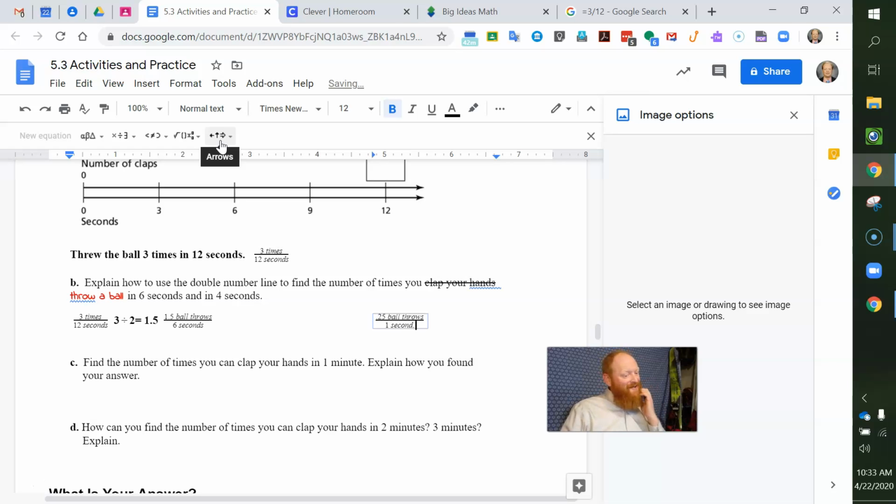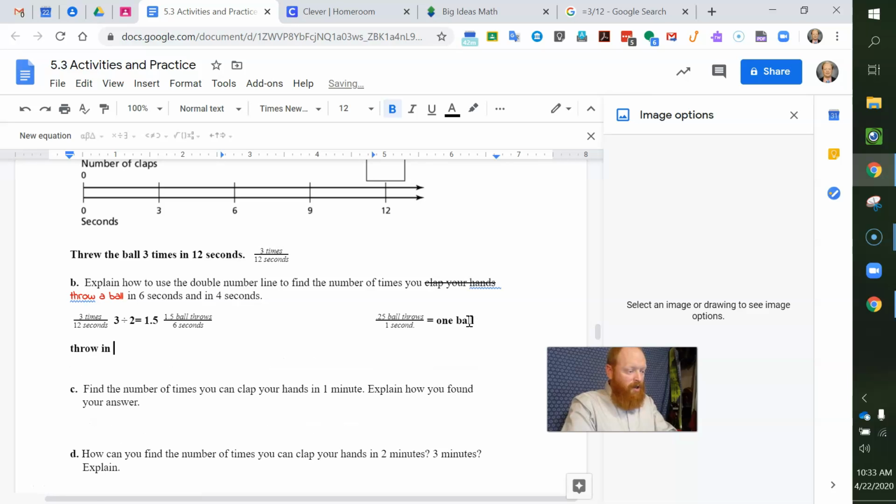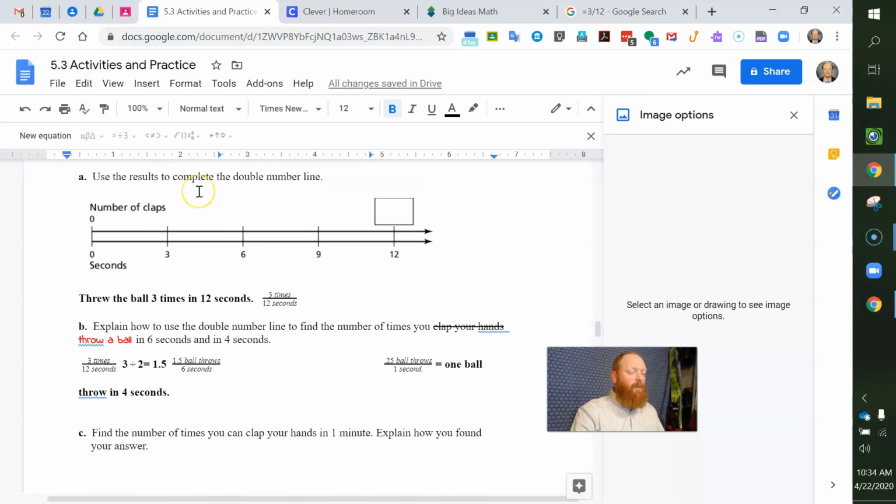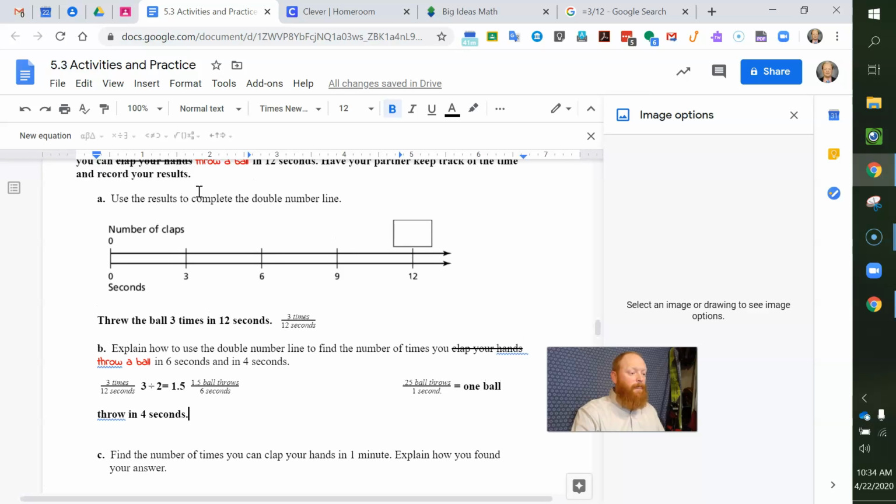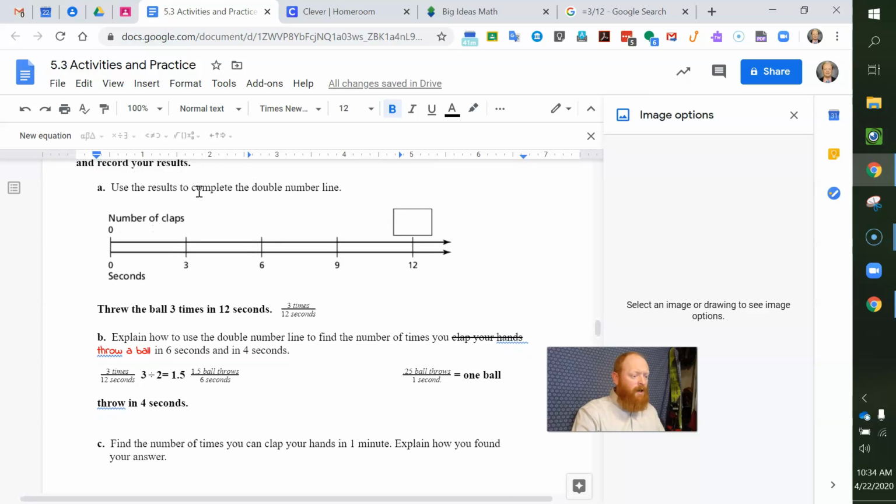So let's count to 4 seconds. So 0.25 in 1 second, that is the same as, let's count by 4. So let's think about this as 25 cents. So 25 cents, 50 cents, 75 cents, $1. So that would be 1 ball throw in 4 seconds. So every 4 seconds, I was able to throw the ball for the dog.